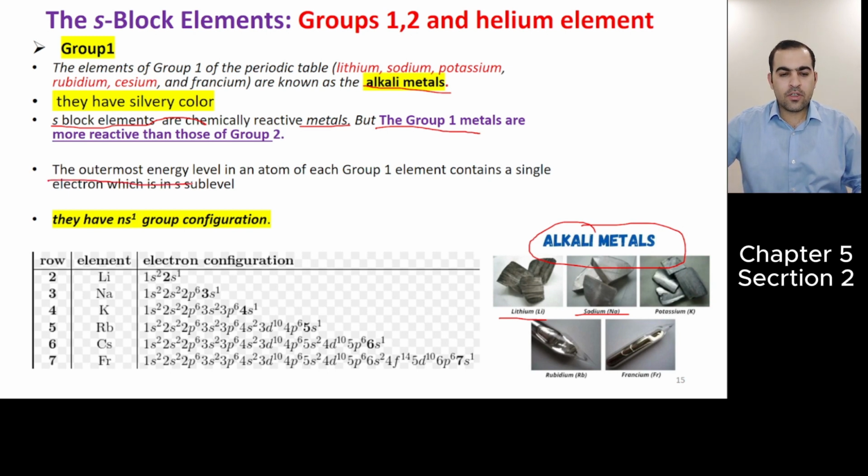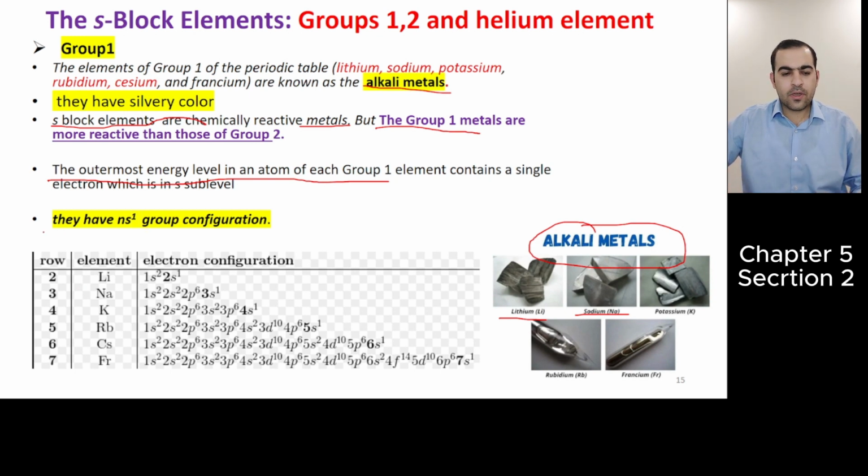And the outermost energy level in an atom of a group 1 element contains a single electron, which is in the S sublevel. Here it is important that group 1 metals have only one valence electron in their outermost shell. Basha, there is only one electron in the last shell of these elements. Where is this electron? It is in the S sublevel, the last S sublevel.